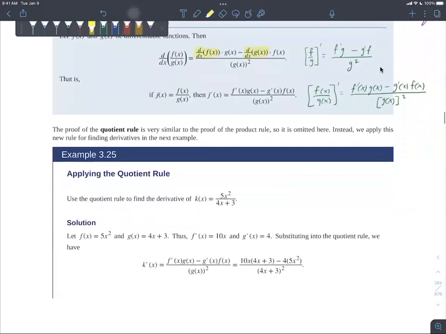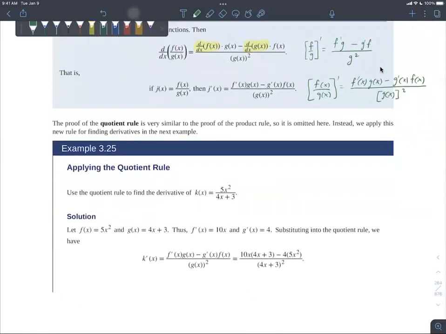All right. So let's go ahead and take a look at k of x here. So we're going to think of k of x as a quotient of two functions, f of x over g of x. And this f of x then, that means that the top function is going to be called f of x. The bottom function will be called g of x. And because the quotient rule uses f prime of x and g prime of x, let's find f prime of x. If f of x is 5x squared, f prime is 10x. If g of x is 4x plus 3, g prime of x is 4.